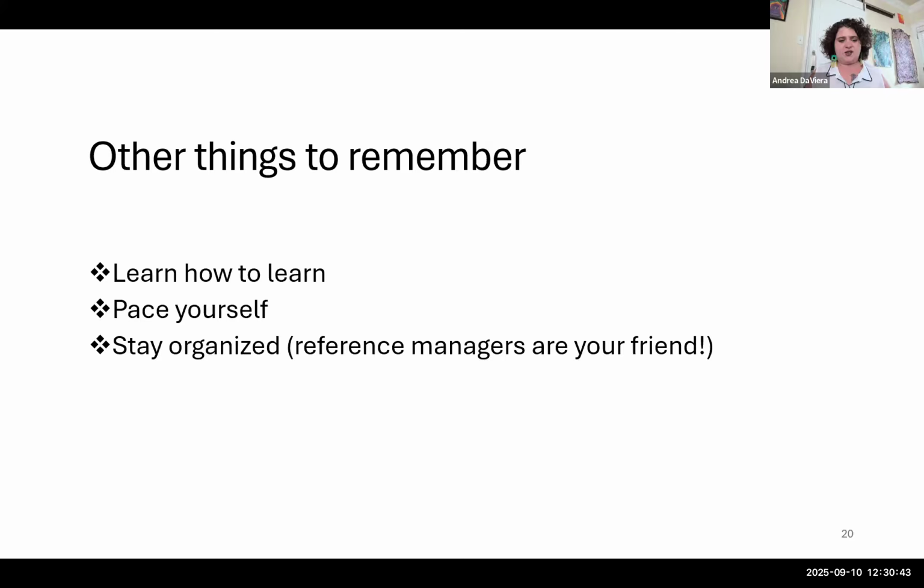Staying organized is so important. Whether you like hard copy or online only, keep yourself organized. I'll show you my reference manager, like I said, at the end, so you could see a little demonstration of Zotero.